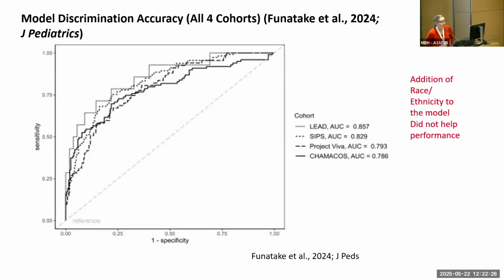And if you look at the numbers here, we had similar values in terms of the function of the model. So kind of close to 0.8 for area under the curve for all 4 of them. And we actually tried to add race and ethnicity to the models for those that actually were multi-ethnic, and not finding that actually added at all to the predictive value. So these were pretty close. SIPS was actually 0.829 and the others were 0.7 or so.